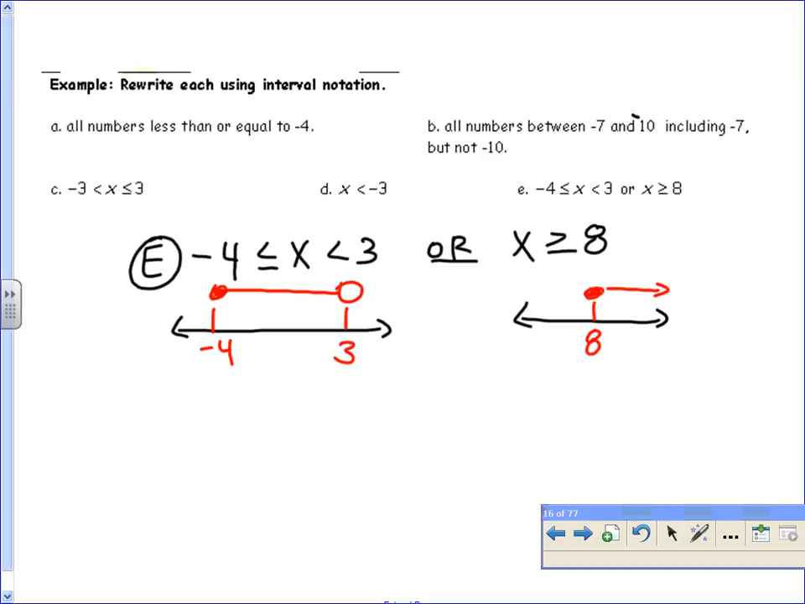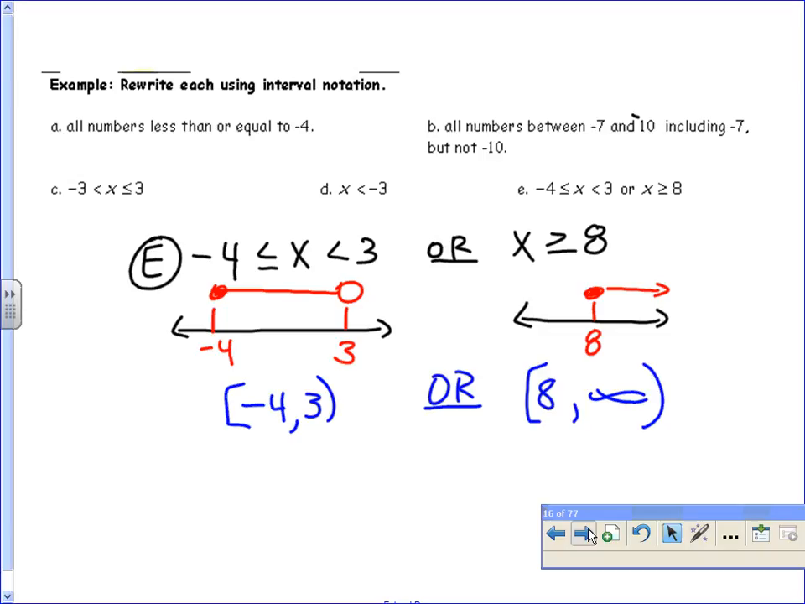So we have this. I'm going to go ahead and use my OR here. So I'm going from -4 up to 3. I include -4, but not 3. And then I'm going from 8 to positive infinity, including 8, not including positive infinity, always using a parenthesis with infinity. Okay, so that takes care of our interval notation.